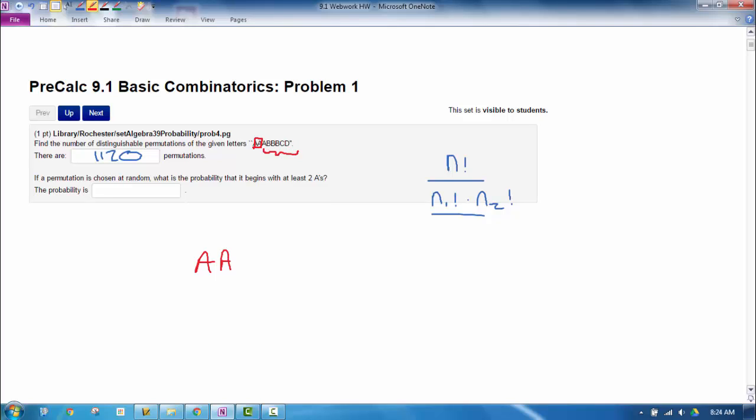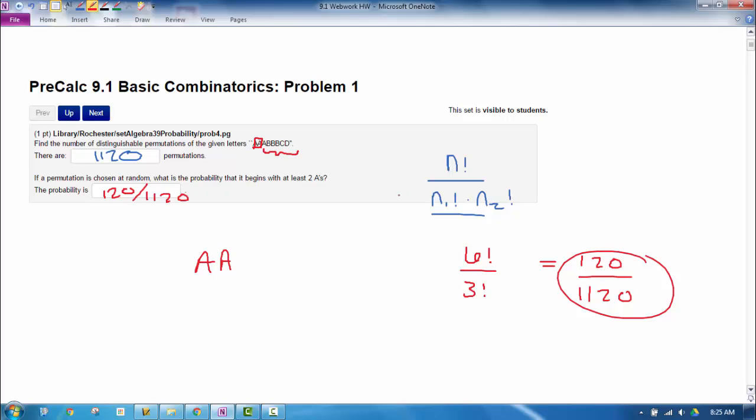So how many ways can we then randomly choose those letters? Well, there's 6 left, so it'd be 6 factorial. We have to divide out the ones that aren't distinguishable, which are the b's here, and there's 3 of them, so we have to divide out 3 factorial. So this gives us 120. And then for probability, we have to take the number that we're looking for divided by the total, which we'll talk more about soon. So that's our answer, 120 over 1120.